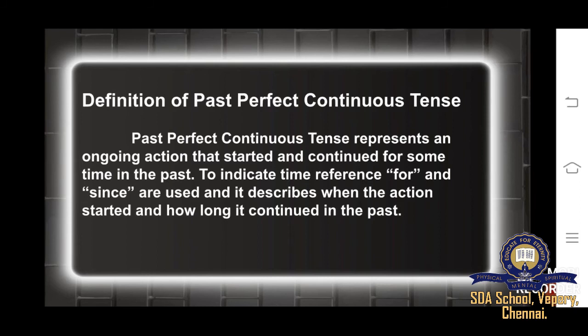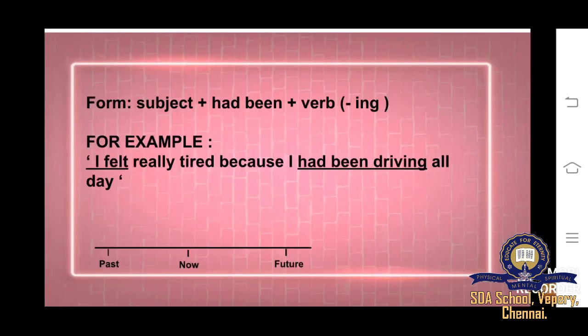To indicate time reference, for and since are used, and it describes when the action started and how long it continued in the past. So the structure for past perfect continuous tense is subject plus had been plus verb ing. For example, I felt really tired because I had been driving all day. So you know that I felt tired at some point in the past, and that was because before that I had been driving that entire day. So the earlier past action was a continuous one. We make this tense with the subject plus had been plus a verb in continuous or ing form.